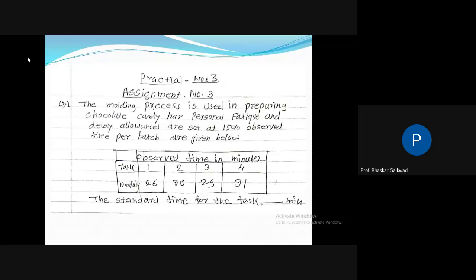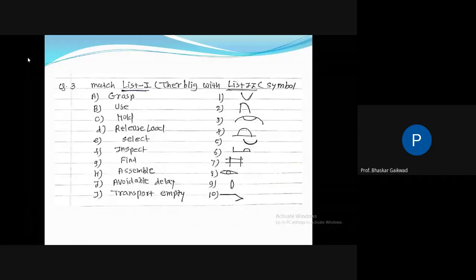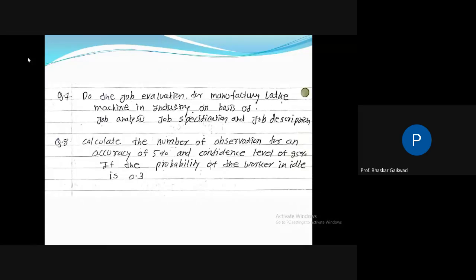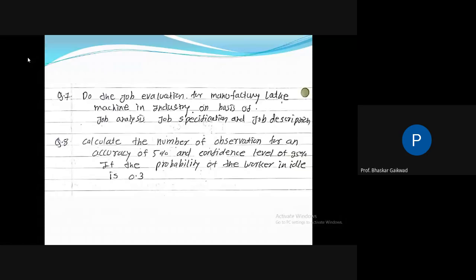Calculation is required for the standard times, therbligs, and a few products, and use of work study for a few products, and job evaluation and merit rating. And this is the work sampling part. In work sampling, you can use that specific formula: accuracy into probability is equal to root of P(1 minus P) divided by N. Okay, so N means number of observations. Very simple. Problems like these will be in your GATE exams. If any problem is there, you can ask me.